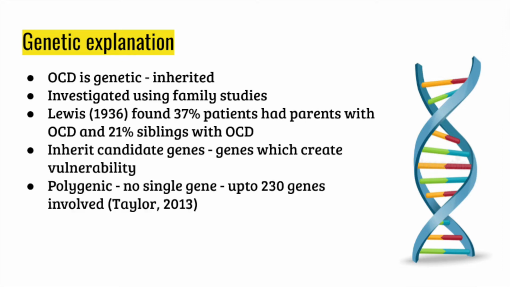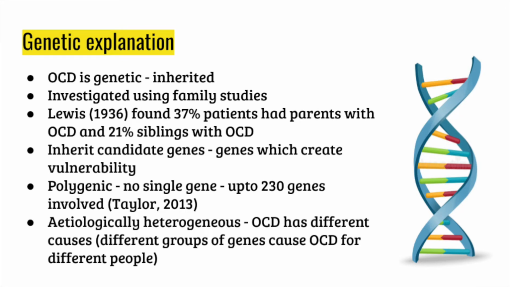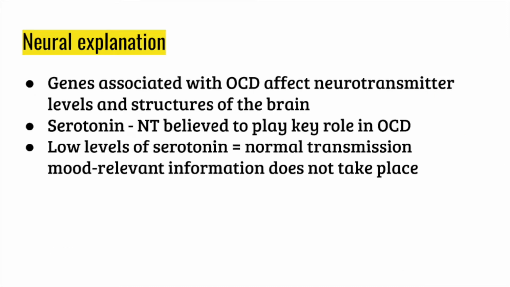There is no single gene responsible for developing OCD, which makes it polygenic. There are up to 230 genes involved, according to Taylor et al. OCD is also etiologically heterogeneous, which means it has different causes and different groups of genes cause OCD for different people. Neural explanations, on the other hand, focus on neurotransmitters and structures of the brain to explain OCD.